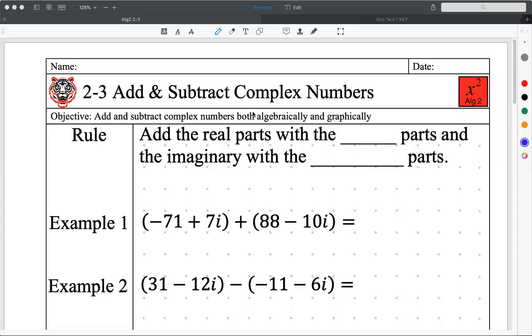All right, we are in Algebra 2, Lesson 2-3. We are adding and subtracting complex numbers. Today's date is Wednesday, September 16th, 2020.